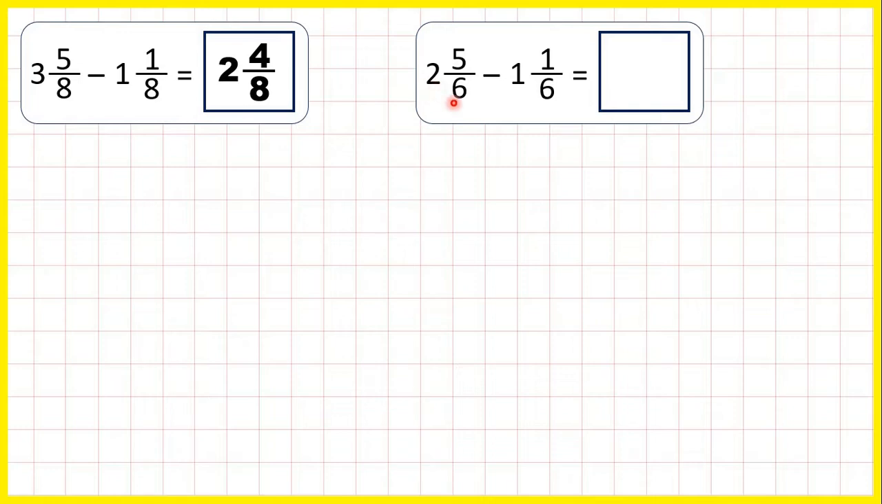Now we have 2 5/6 minus 1 1/6. So we start by subtracting the fraction. We have a common denominator, so the denominator stays the same in our answer, and 5 minus 1 is 4. Now we subtract our whole number, and 2 minus 1 is 1. So our answer is 1 4/6.